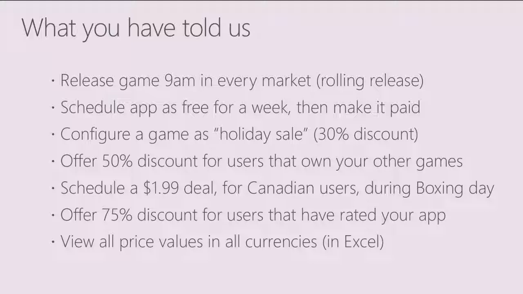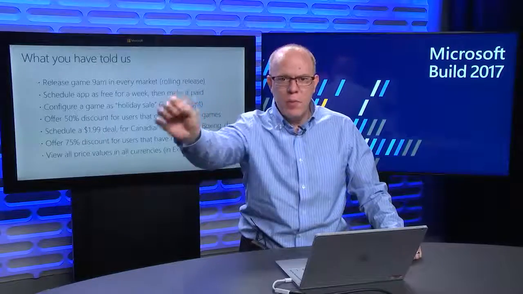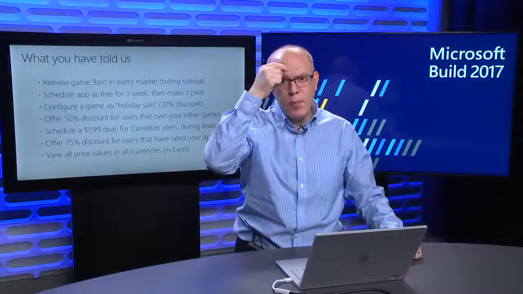You also wanted to configure a game as, let's say, a holiday sale with 30% discount. And percentage of discounts wasn't available in Dev Center until now. Or offer, for example, a discount to users that own your other games. This is a great scenario to reward some of the users of your games or apps, so they actually can get a better deal with some of your new ones, and then you can get them to try out all your new apps and games. And finally, there are many types of deals, like scheduling a deal for a specific target segment or for a specific region. All of that wasn't available before.